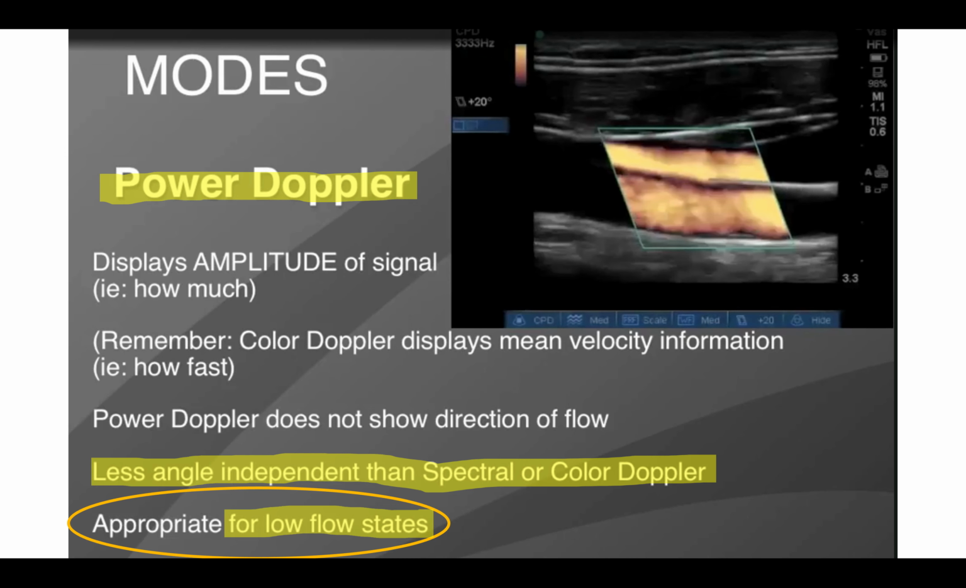Another mode that uses the Doppler effect is the power Doppler. It's a little bit complicated, but to simplify, practically, it's very appropriate for situations with very low flow, and it's less dependent on the alignment of the sound with the moving object, the blood flow.